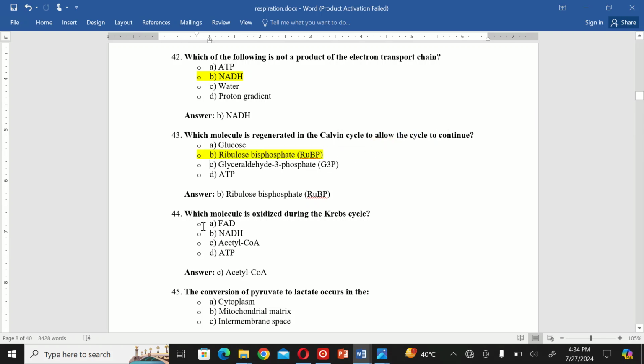The next MCQ is: which molecule is oxidized during the Krebs cycle? A. FAD, B. NADH, C. Acetyl coenzyme A, and D. ATP. So the correct option is acetyl coenzyme A.